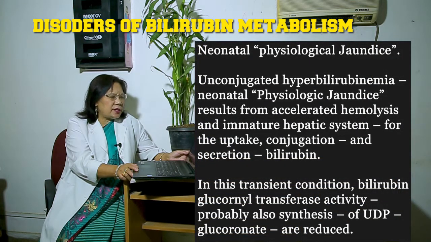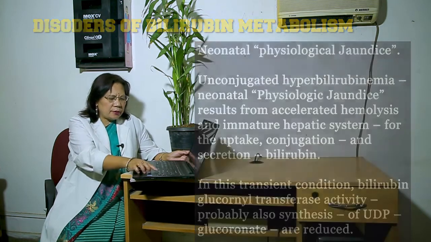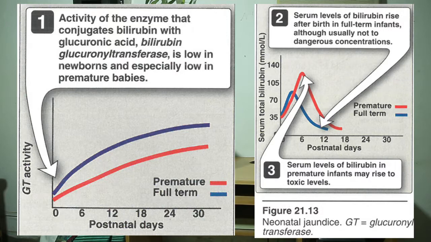So neonatal jaundice, as we have seen, which is also known as physiological jaundice, is unconjugated hyperbilirubinemia in the case of a neonate. Physiological jaundice results from accelerated hemolysis and an immature hepatic system for the uptake, conjugation, and secretion. In this transient condition, bilirubin glucuronide transferase activity, and probably also synthesis of UDP glucuronate, are reduced. So this diagram shows the glucuronide transferase activity and the postnatal days. The red color indicates premature and the blue color full term.